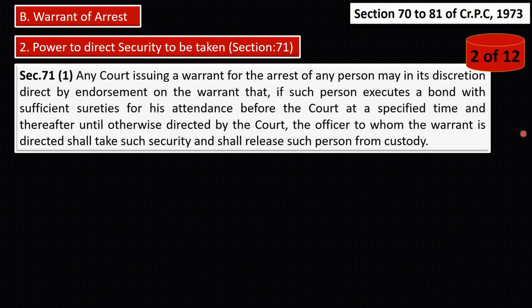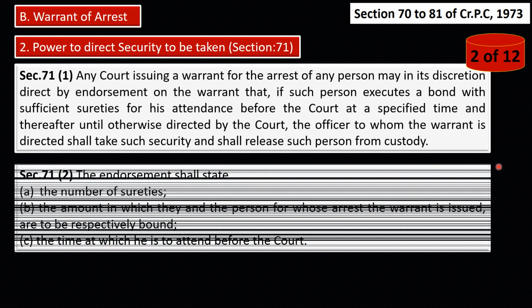Means if a police officer, say for example an SHO, is directed to serve the warrant of arrest, he can release the person from custody after taking the securities that the court has asked for, if the person is ready to give such securities for his presence in the court.